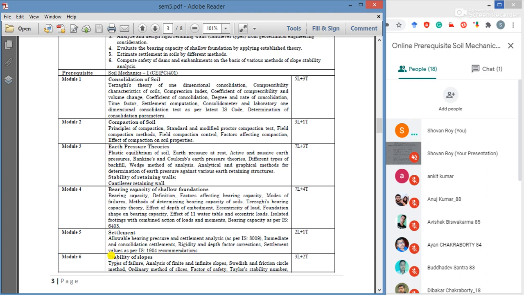The first thing is what slopes are; I will give you that next day. But stability of slopes is one of the important parts, along with landslides. Landslides normally occur in hilly areas. Now the rainy season is going on, so lots of landslides are taking place in the hilly regions or hill stations. This is one of the challenging parts for civil engineers.